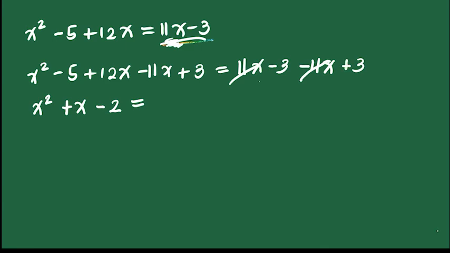Negative 3, then plus 3, you will have 0. So you will have 0 on the right side of the equation. This is now in its standard form.